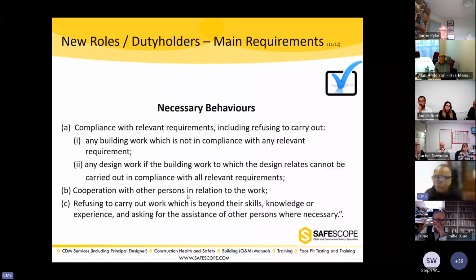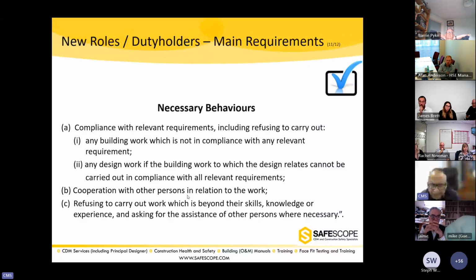So you could have parties, you could have contractors who could refuse and hold their hand up and say, we're not going to go ahead with the work because it doesn't comply with the building regulations. That is part of competence in terms of design, that they should have the ability to refuse to carry out work if any design work, or if the building work to which the design relates, cannot be carried out in compliance with all relevant requirements. It's quite wordy, but the crux of it is that if the design is being carried out, that designer or any other designer involved should have the ability to say, I can't carry on with this design because I know that's not compliant with the building regulations.